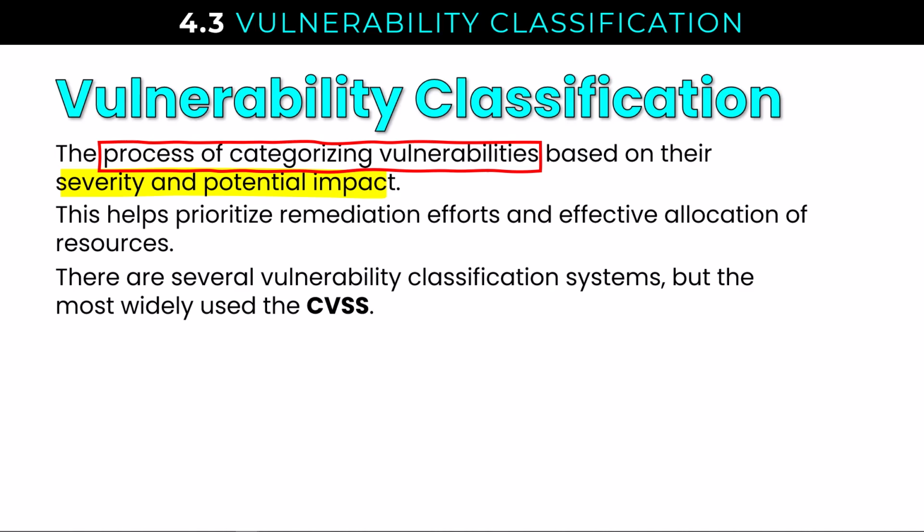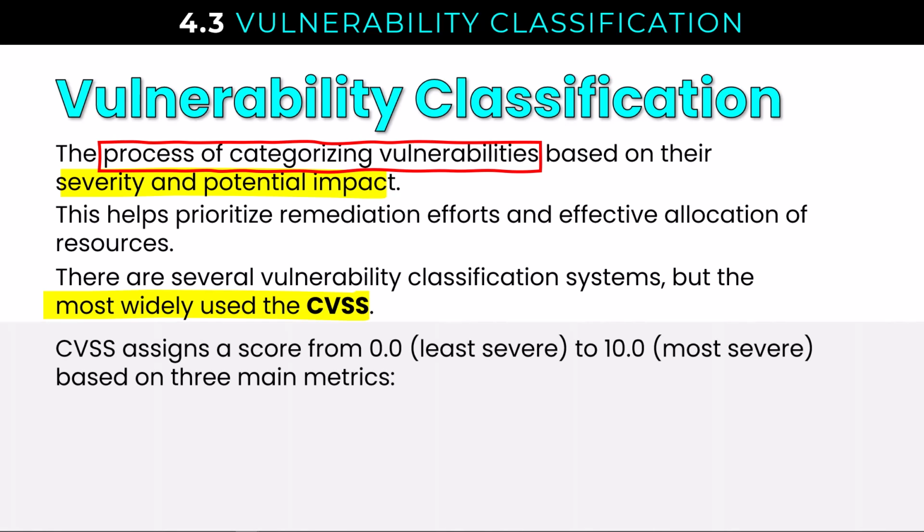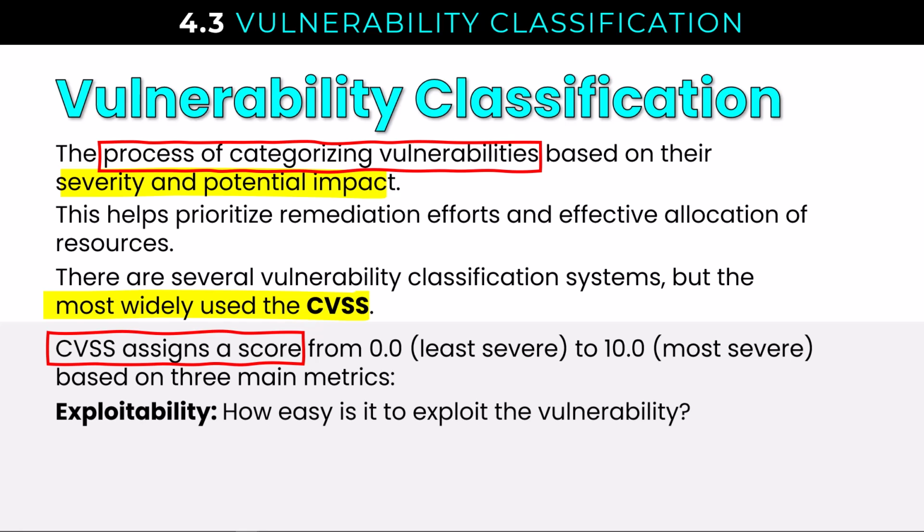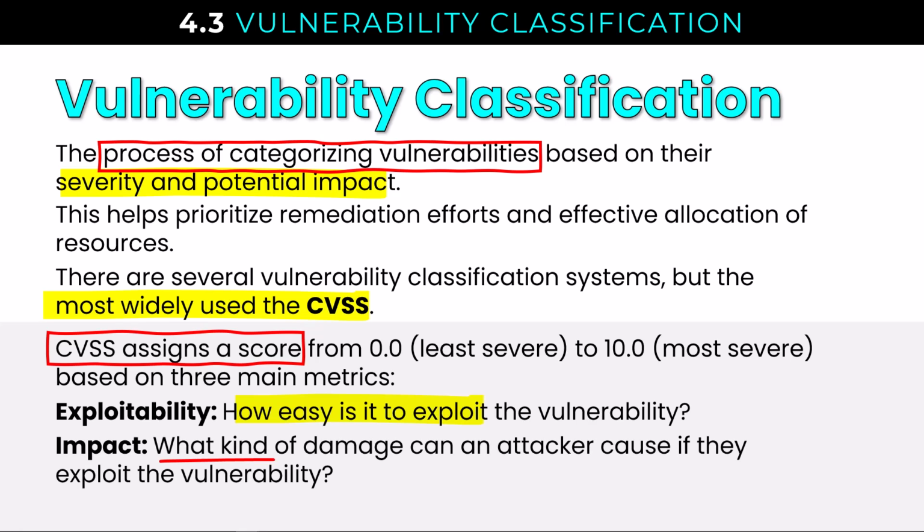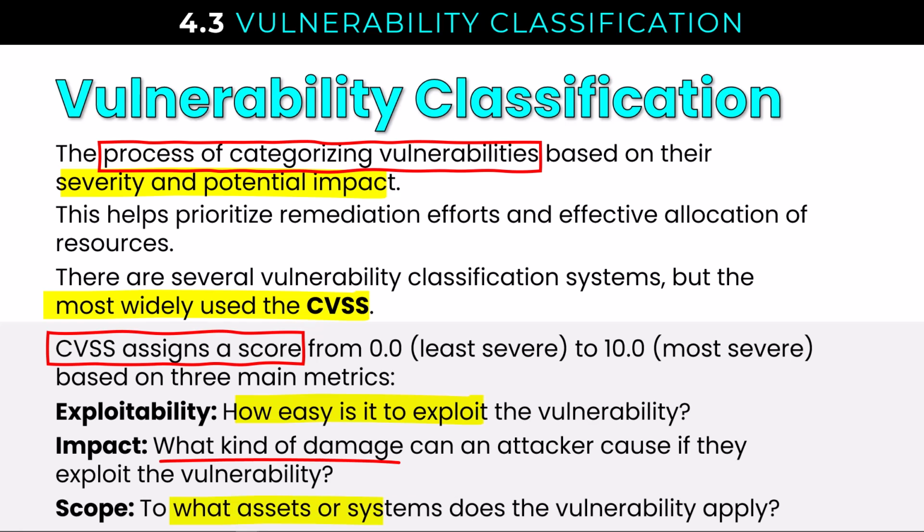There are several vulnerability classification systems, but the most widely used is the Common Vulnerability Scoring System, the CVSS, which assigns a score from 0 to 10, so least severe to most severe is that score. And it includes three primary metrics: exploitability, so basically how easy is it to exploit the vulnerability; the impact, what kind of damage can an attacker cause if they exploit the vulnerability; and the scope, to what systems or assets does the vulnerability apply. And so as one might guess, easily exploitable, high impact exploits with a broad scope would be those that would get the highest score.